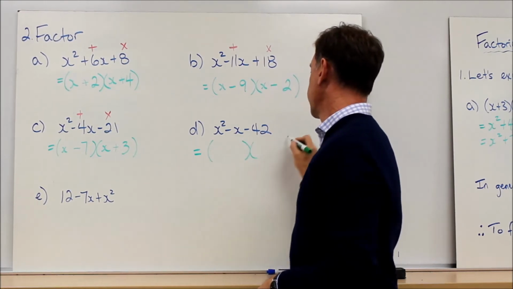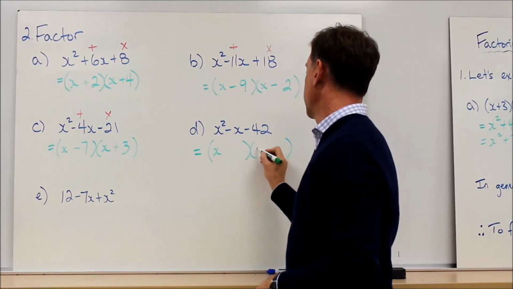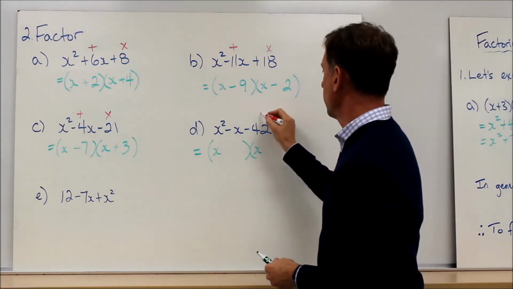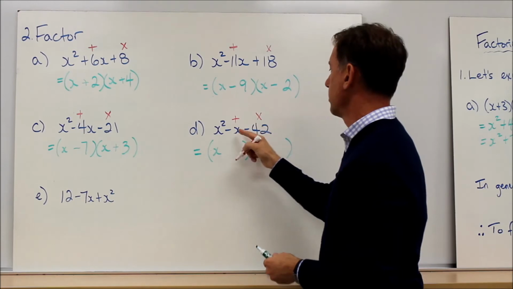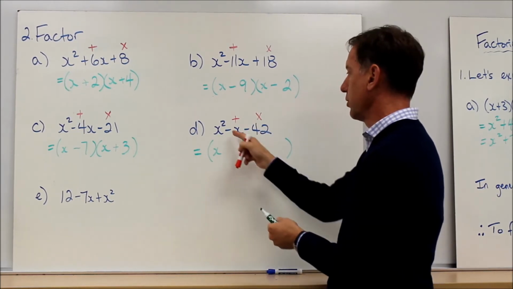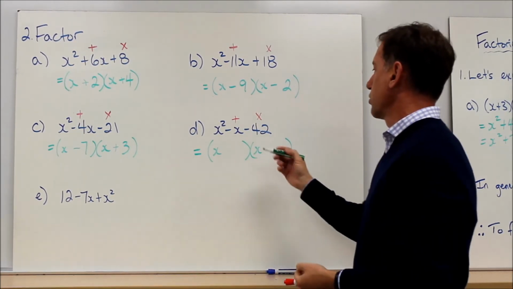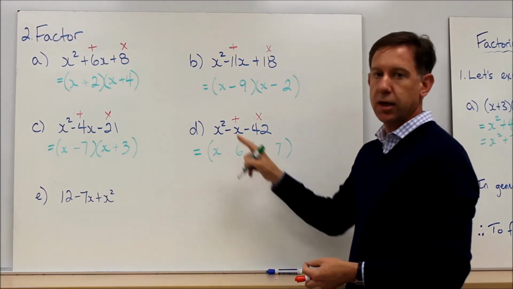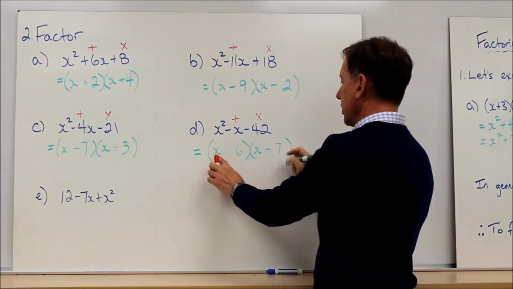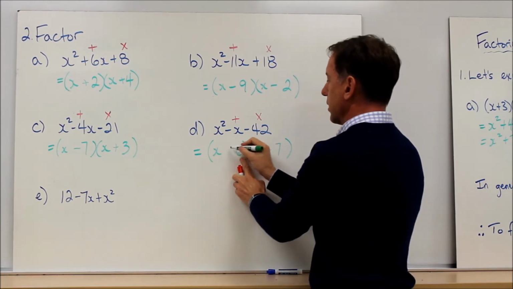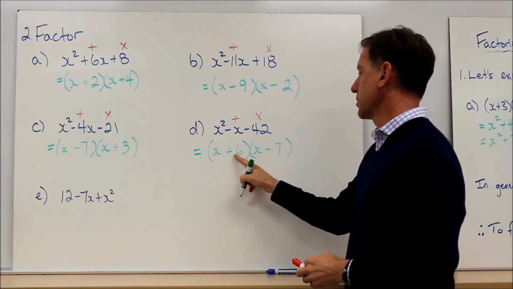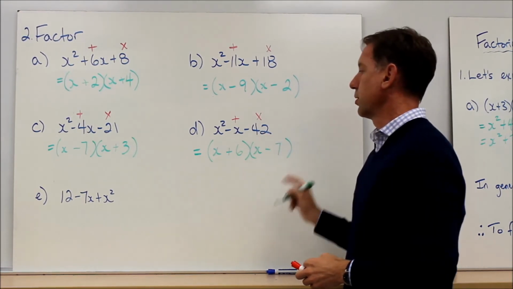For D, exactly the same. X is at the beginning. Numbers that multiply to negative 42 that add up to negative 1. You can put the 1 in there if you need to. That should be 6 and 7. And I need a negative 1 in the middle, so that should be negative 7x plus 6x, and positive 6 times negative 7 is negative 42. That one's good too.